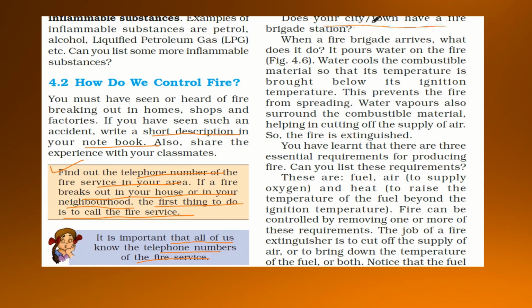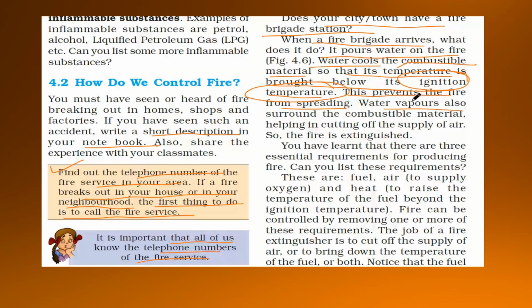Now, does your city, your town have a fire brigade? So what does a fire brigade do? When you are seeing news of a fire outbreak, what do you see? As soon as the fire brigade arrives, what does it do? They generally start pouring water on the fire. Water cools the combustible material. In the previous part of the lesson, I told you what a combustible substance is, and that its temperature is brought below the ignition temperature. Ignition temperature also I have discussed in the previous class. If you have not gone through that previous topic, you need to go through it, and only then will you understand this lesson better. Now this prevents the fire from spreading.